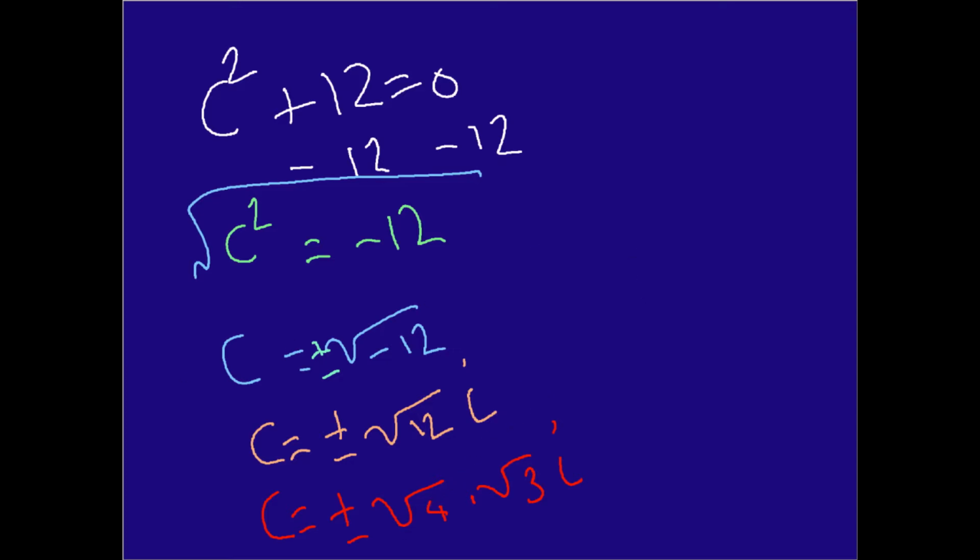And so the final answer, because we can simplify the square root of 4 to just being 2, is c equals positive or negative 2 times the square root of 3, with the i. Remember that the imaginary unit is on the outside of the radical, not on the inside. And so that's our answer for example number 3.